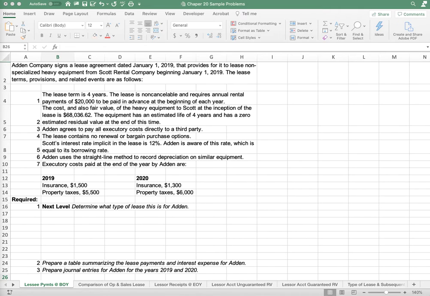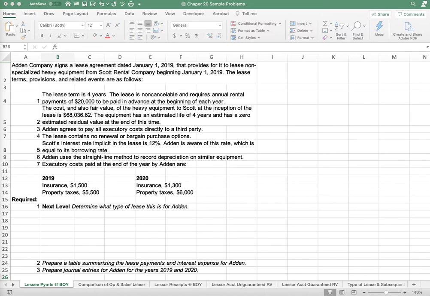Payments made at the beginning of the year. Aiden Company signs a lease agreement dated January 1st, 2019 that provides for it to lease non-specialized heavy equipment from Scott Rental Company beginning January 1st, 2019. The lease terms, provisions, and related events are as follows.